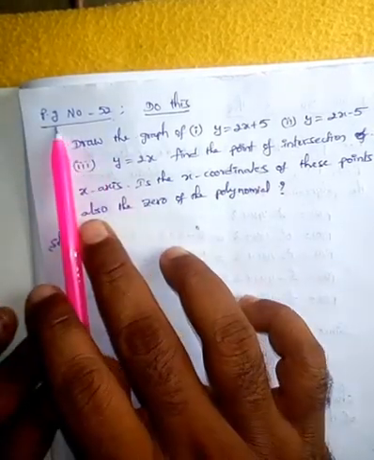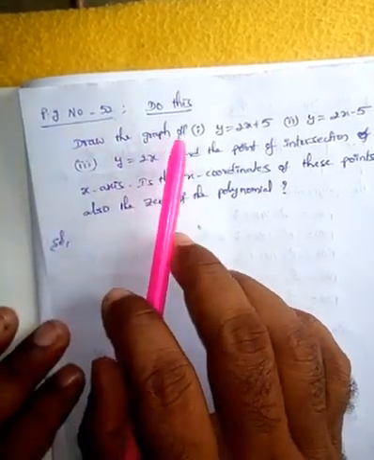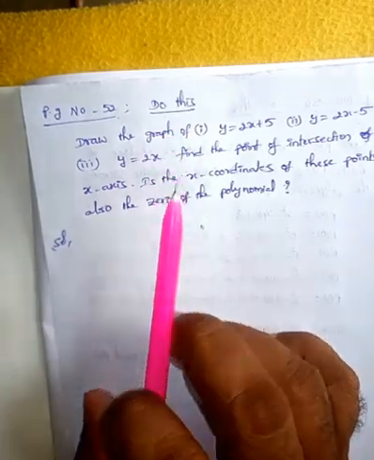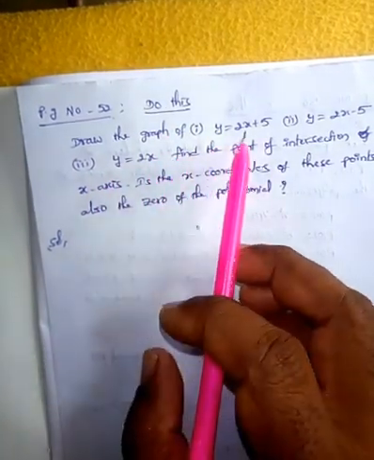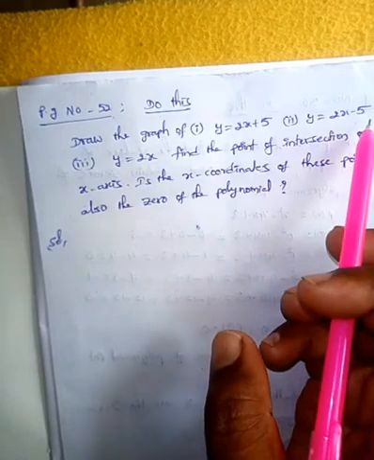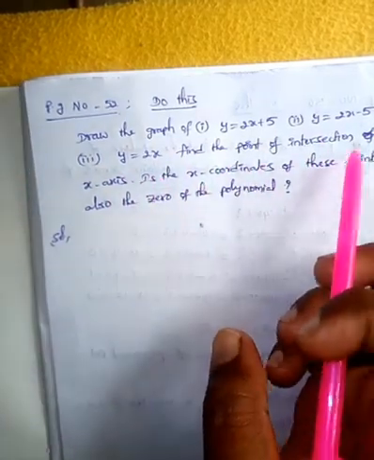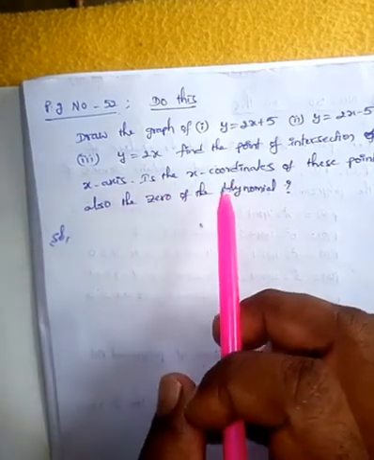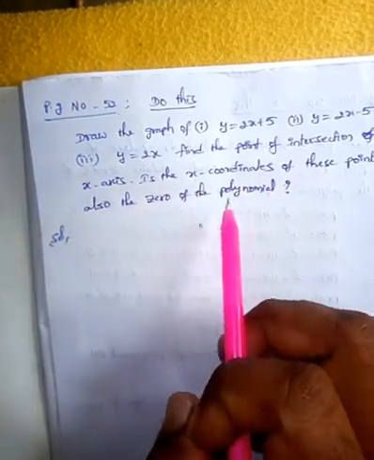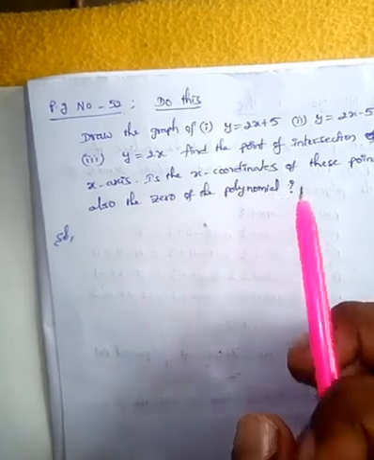Next problem, page number 52. Do this. Draw the graph of y equal to 2x plus 5, y equal to 2x minus 5, and third one y equal to 2x. Find the point of intersection on x-axis. Is the x coordinate of these points also the 0 of the polynomial? Okay.